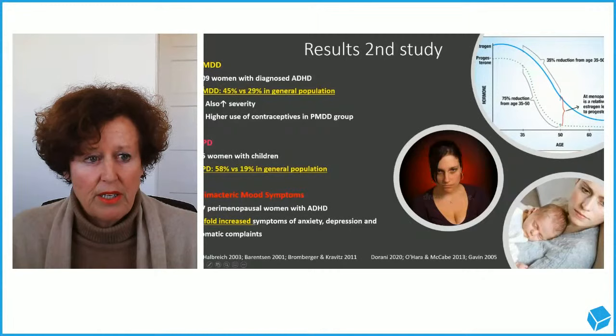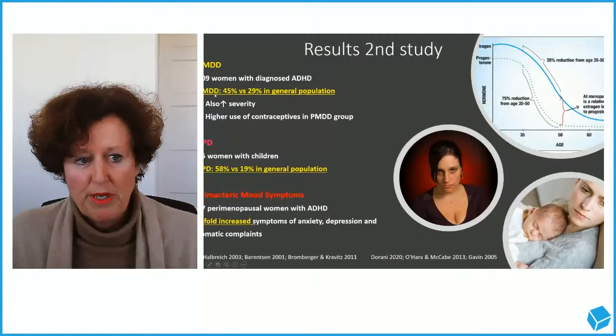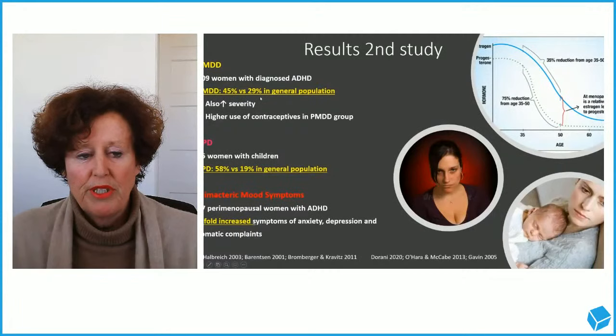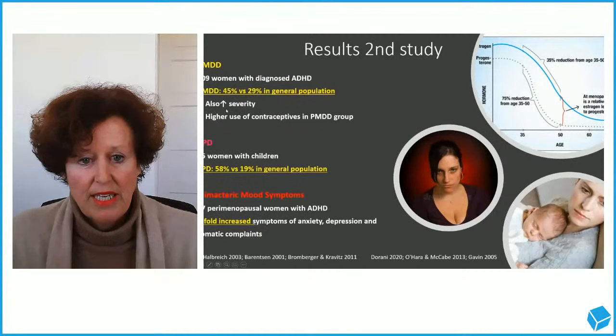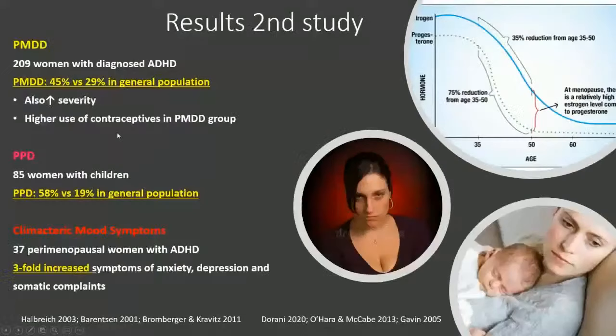Among the 209 women with a diagnosis of ADHD, we found 45% of premenstrual dysphoric disorder versus a maximum of 29% in the general population. We also found not only an increased prevalence, but also increased severity. And they used more contraceptives, which is helpful for premenstrual dysphoric disorder, if you at least continue the contraceptives in the fourth week, of course. Otherwise, you lower estrogen levels again.